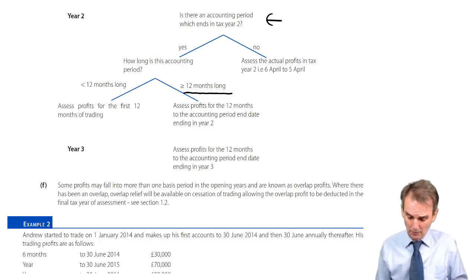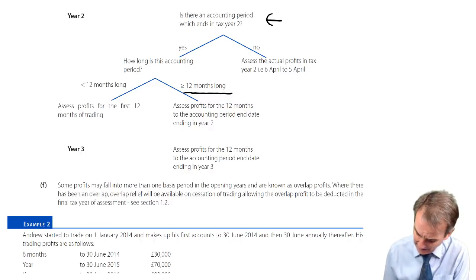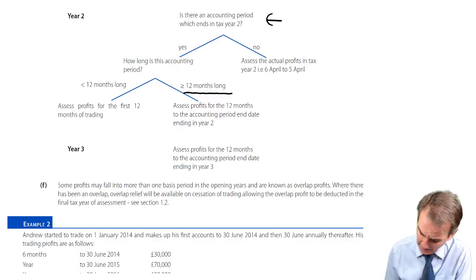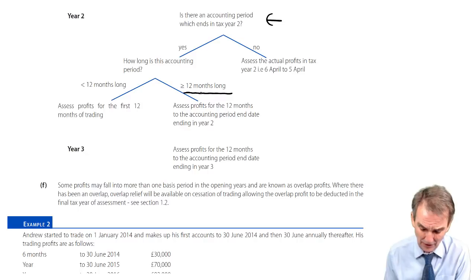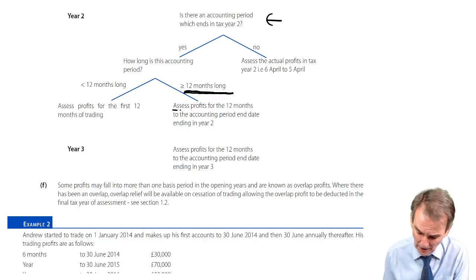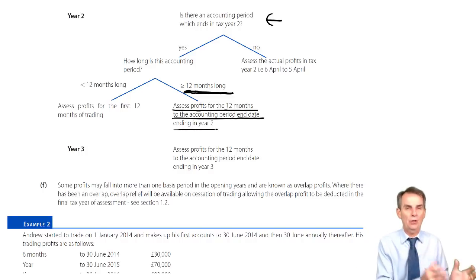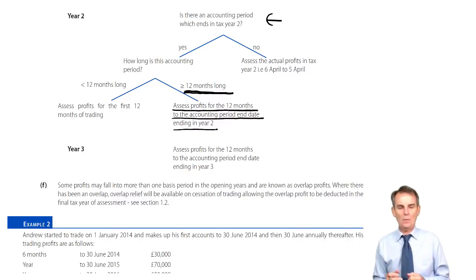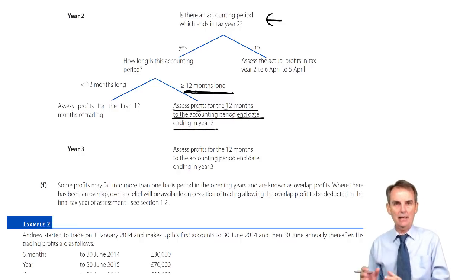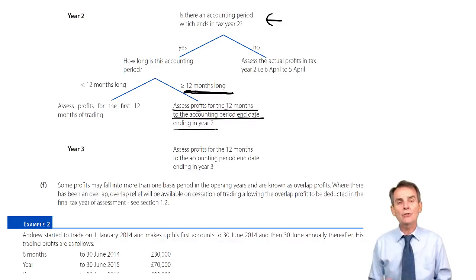Okay, let's therefore look at what happens where, looking at your notes in front of you, the accounting period that ends is more than 12 months long. We assess the profits for the 12 months to the accounting period end date ended in that second tax year. So we've got a long opening period, more than 12 months. Back in the first lesson, where we had a short period ended in the second tax year, we took the profits of the first 12 months of trading. What we're now going to do when we have a long opening period that ends in that second tax year, one of more than 12 months, is take the last 12 months of that period, the 12 months to the accounting period end date ending in that year.